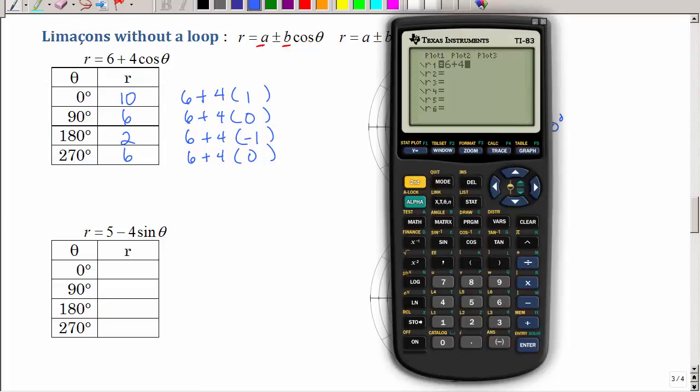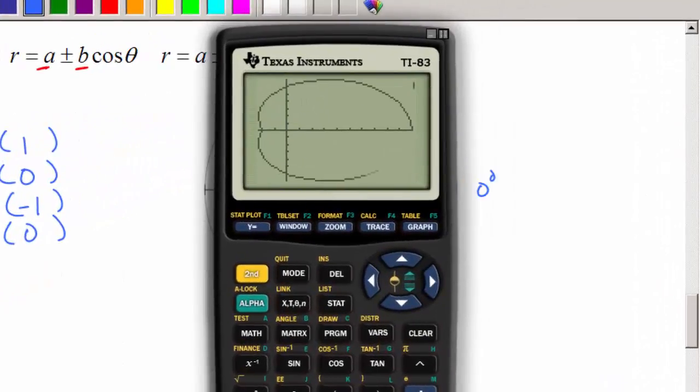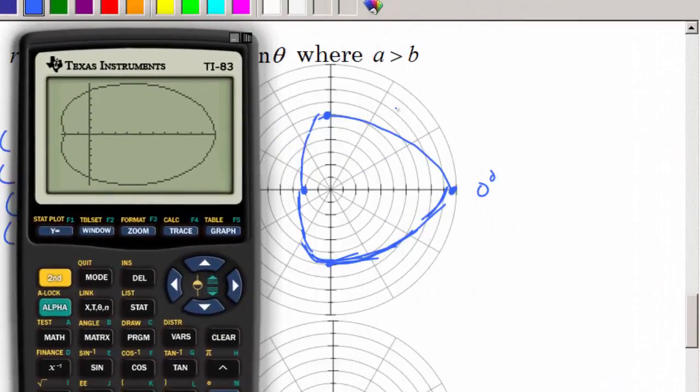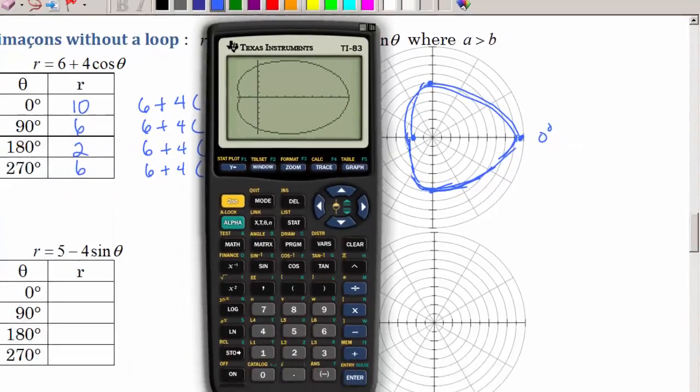So let's just look at that on the calculator, since my graph was not very pretty. 6 plus 4 cosine theta. Again, I'm going to do zoom 0 to get that fit. So you can kind of see it slightly dimples. That one's so much better than mine, but that's really as good as I can get it.